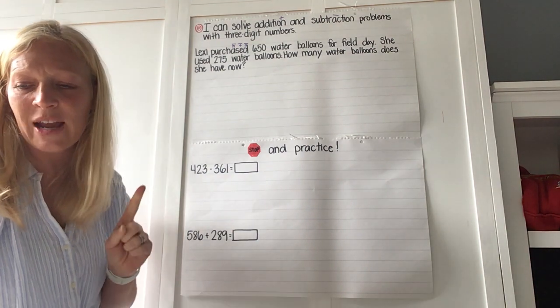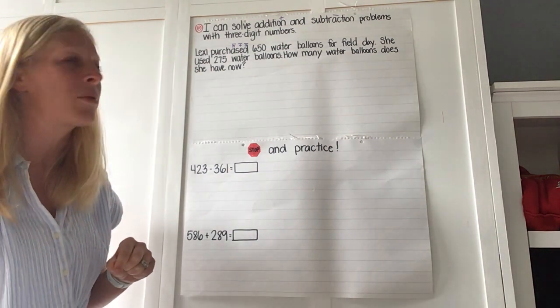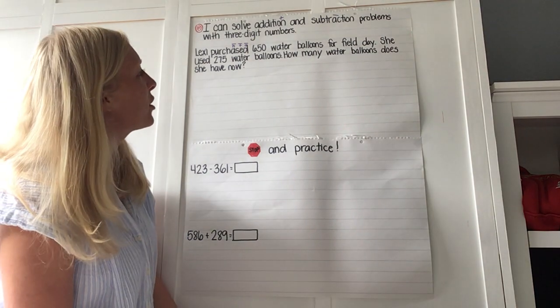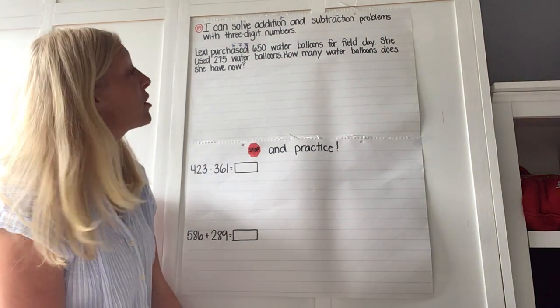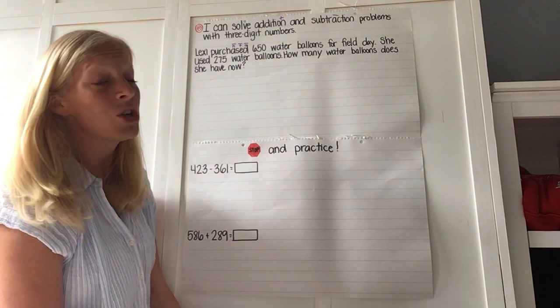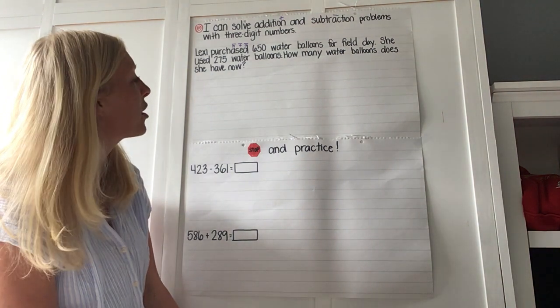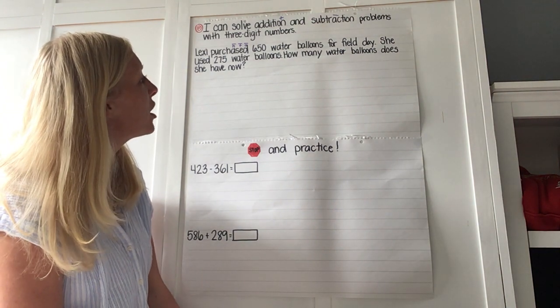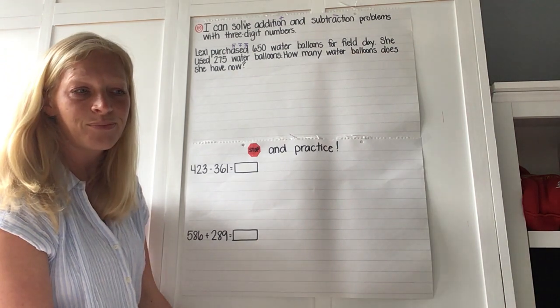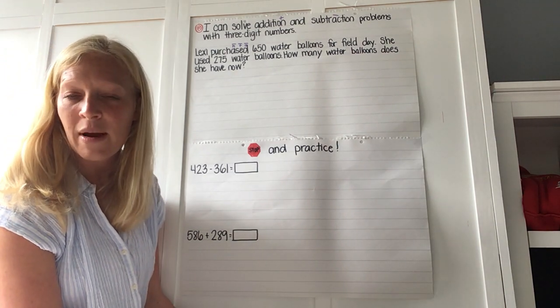Let me read that one more time, and I want you all to tell me, what do we already know? Lexi purchased 650 water balloons for field day. She used 275 water balloons. How many water balloons does she have now? What's something we already know by reading the story?